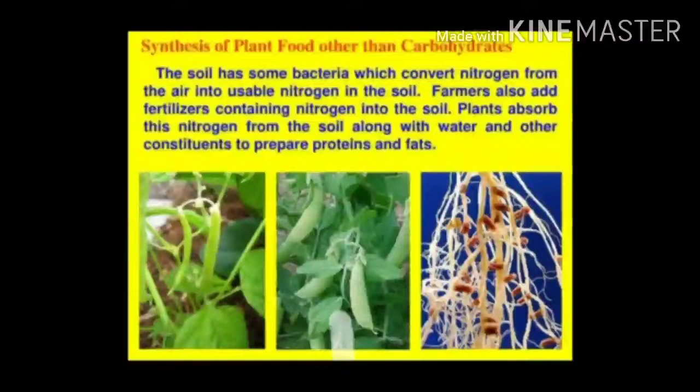The other elements present in proteins are derived from the soil. Here we describe the sources of nitrogen needed by the plants to synthesize proteins. Plants get nitrogen in the form of soluble salts such as nitrates, urea, ammonium sulfate, etc. from the soil through their root system. The atmospheric nitrogen cannot be utilized by plants as such.